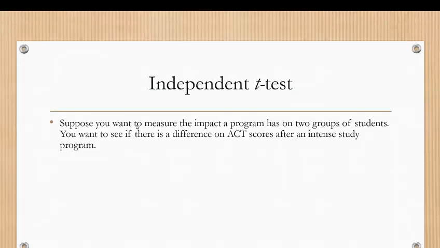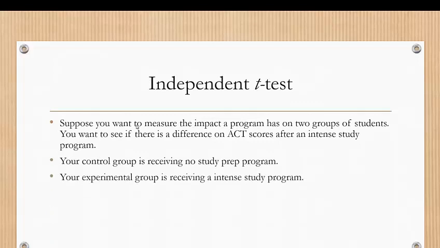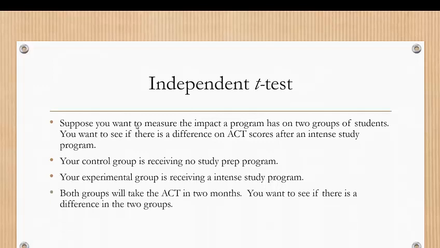All right, so let's just reiterate what we're looking at. We had 2 groups of students, a control group and an experimental group. The control group did no study program. The experimental group received some intense study program on their ACT during a 2-month period, and after that, both groups took the ACT test. We want to see, is there a significant difference between the 2 groups based on their ACT scores?